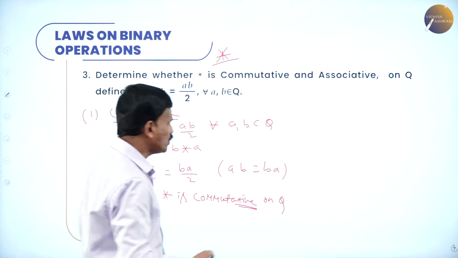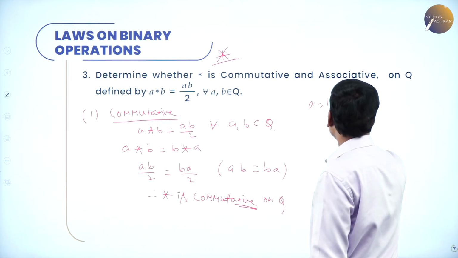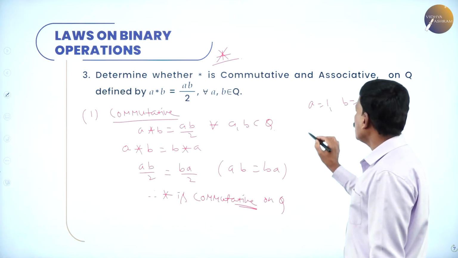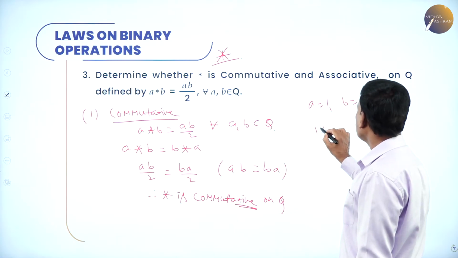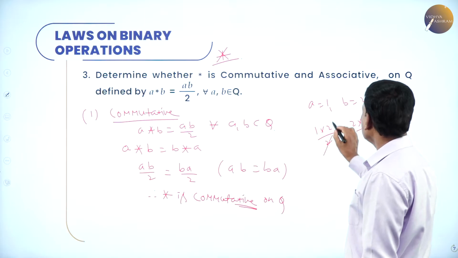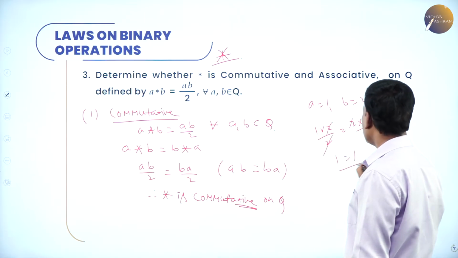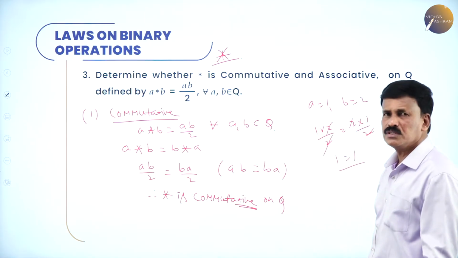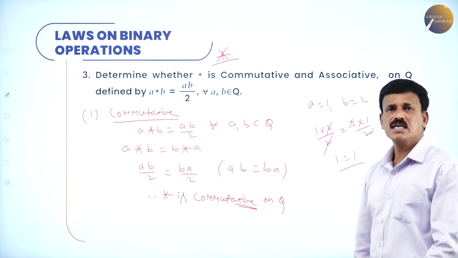If you want, you can take one example. If A is equal to 1 and B is equal to 2, then what is it? 1 into 2 divided by 2 is equal to 2 into 1 by 2. So, this is 1 is equal to 1. Therefore, star is commutative.